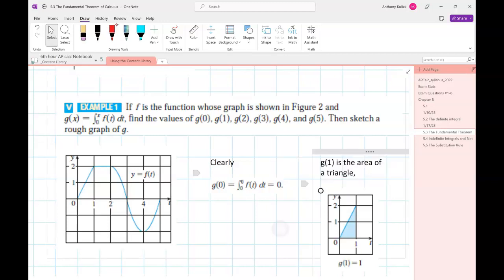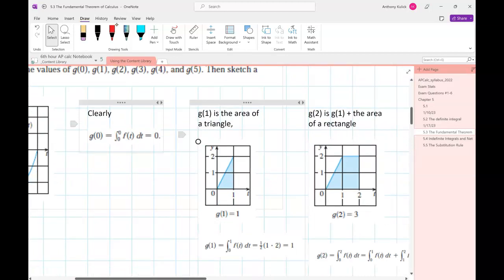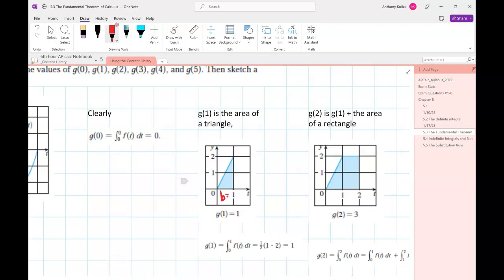To get g of 1, then, I'm looking for this area. Well, geometrically, this is a triangle whose base is 1 and whose height is 2. So if I just want the area there, I just do 1/2 base times height for a triangle. So the area from 0 to 1 is 1. So my value g of 1 is 1.